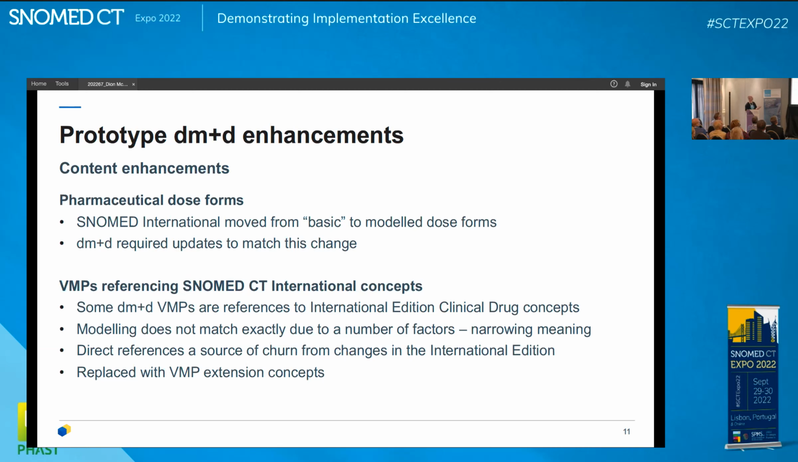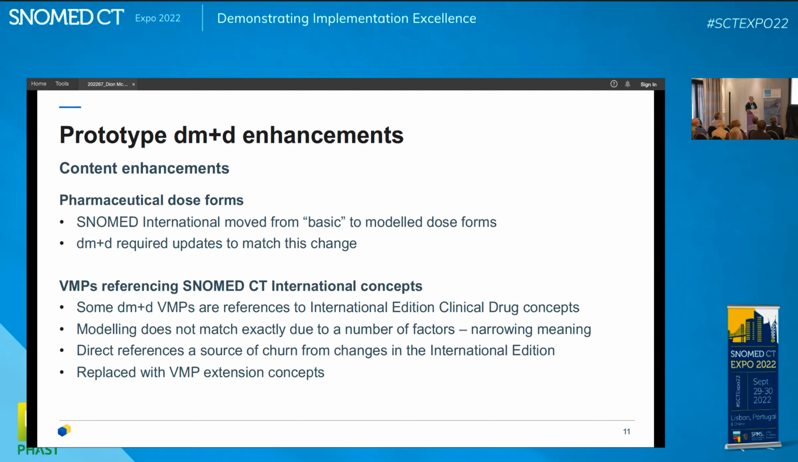Pharmaceutical dose forms were also a bit of an issue. dm+d mostly at the moment has dose forms that don't include the route in them, whereas the international content, particularly MPF and clinical drug, do employ route. So oral conventional release oral tablet instead of just tablet. There's quite a lot of that that needed to be worked around. And that means that things diverge at that medicinal product form level, which is actually quite high in the overall hierarchy.